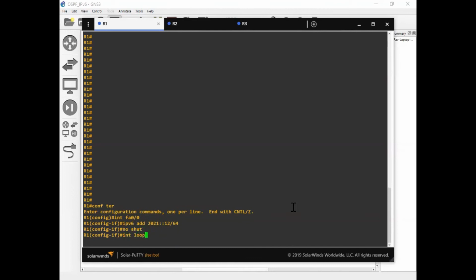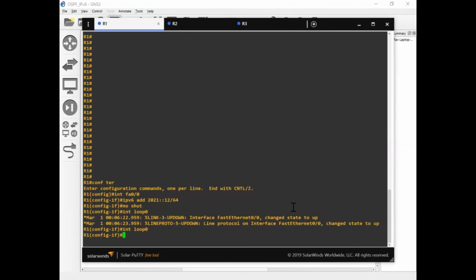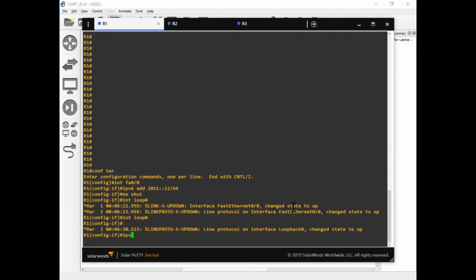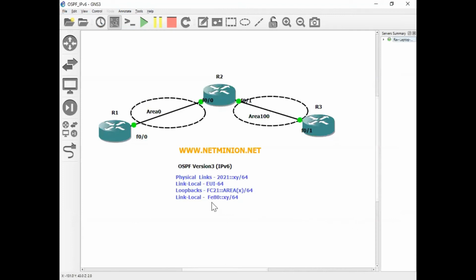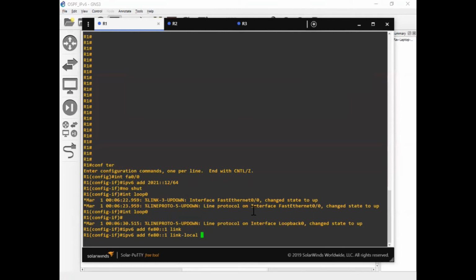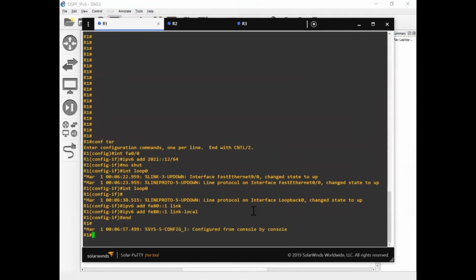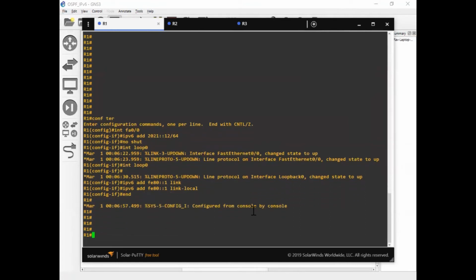Again, I need to go for any of the loopbacks. Maybe in this case, I am going with loopback 0. I'm just entering loopback 0. And any of my loopback IPv6 addresses, if you see again in our topology, should be FE80. So let me add FE80. And since it is my area 0, I will write it like that. After that, I need to write one keyword named link-local. And that's it, the IP address is done. So this is my IP address. Let me save it by putting WR.